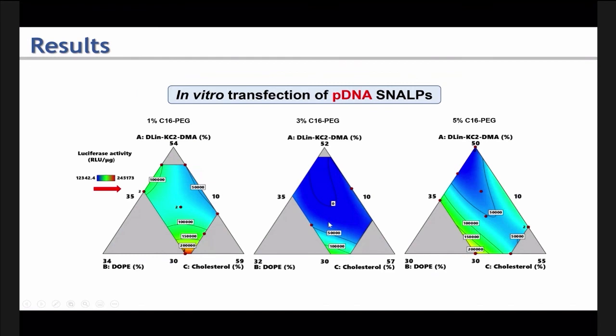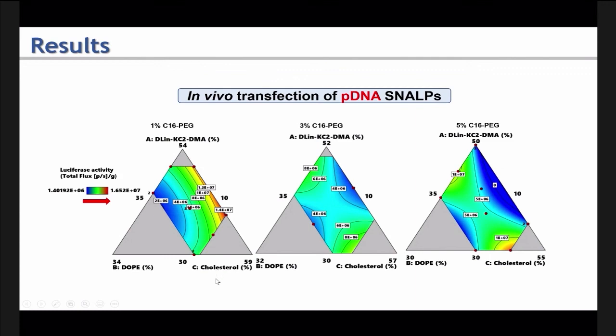For the in vitro transfection, we can only obtain the highest pDNA transfection at 1% and 5% PEG, which is the red area shown here. And the in vivo transfection is the same. We also get the highest pDNA transfection at 1% and 5% PEG.